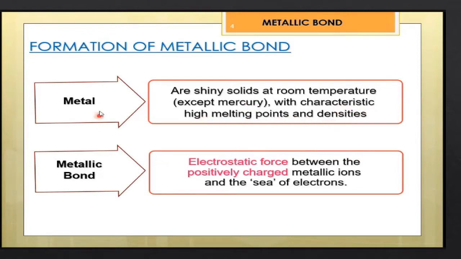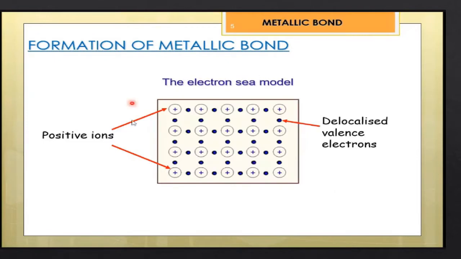The bond between the metal, we call it metallic bond. If the question asks you how to explain metallic bond, it is the electrostatic forces between the positively charged metallic ion and the sea of electrons. This we can represent by using a diagram. This diagram we call the electron sea model.